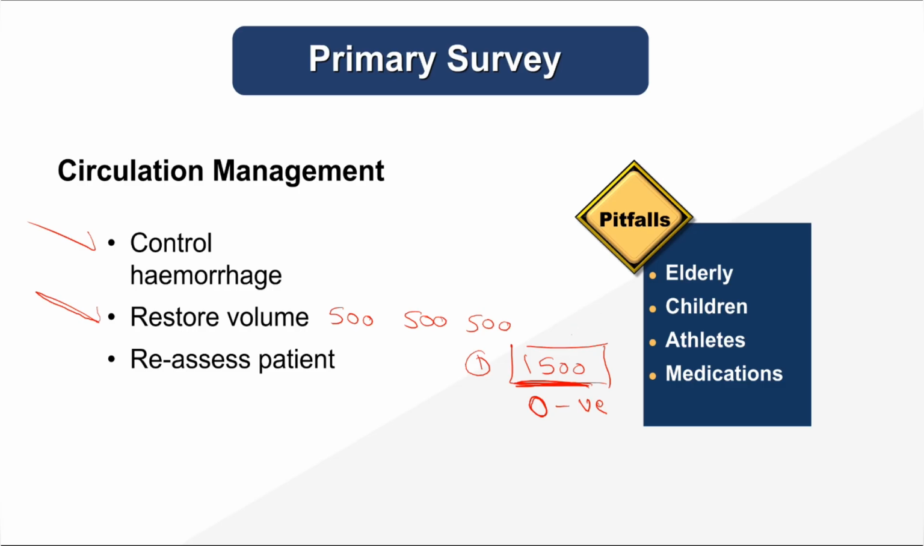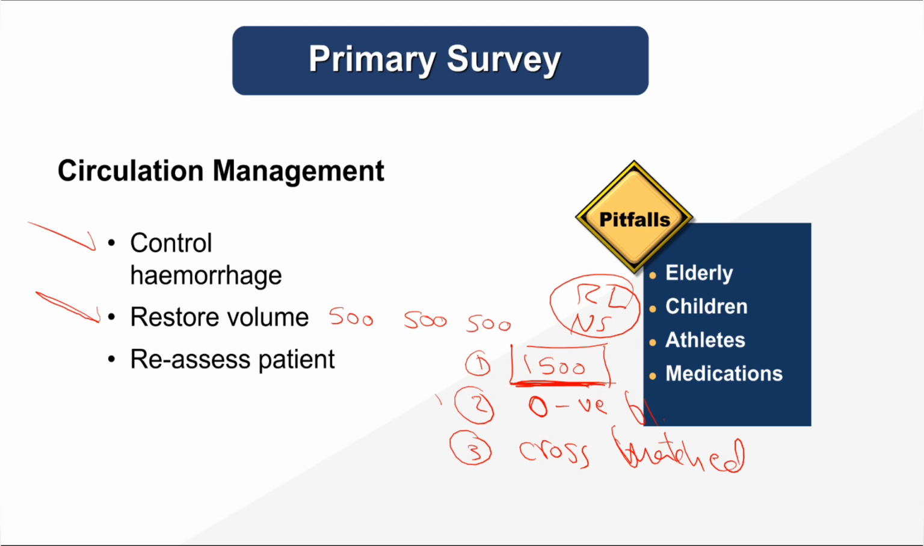So which fluid do you give? Normal saline or Ringer's lactate. They are called crystalloids. Then after 1500, try to give blood. If cross-matched blood is available, it is better to give cross-matched blood. But sometimes you are in a hurry and you don't want to lose your patient, so give O negative blood until cross-matched blood is ready.